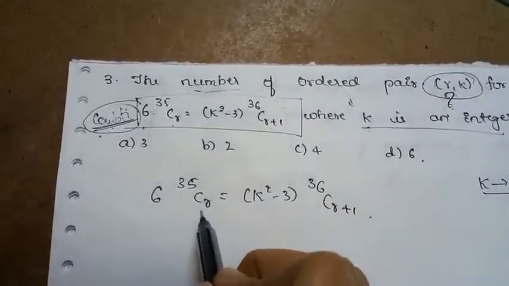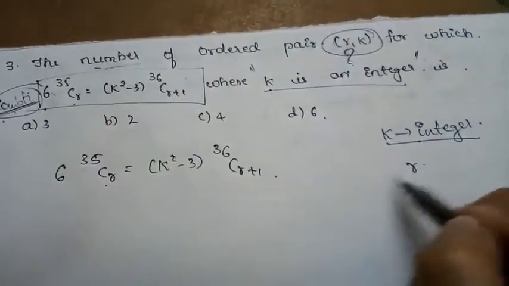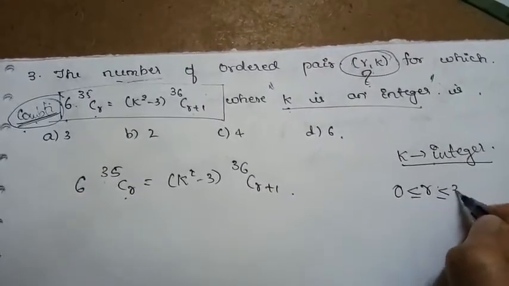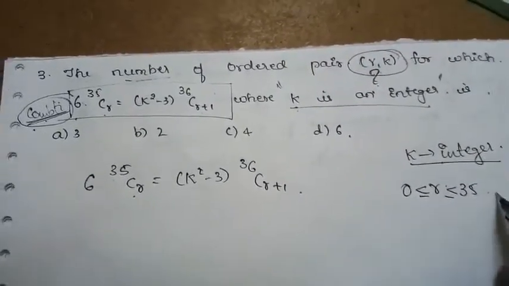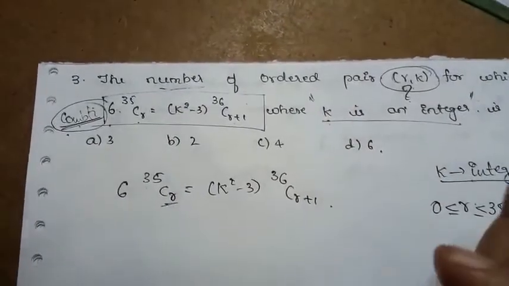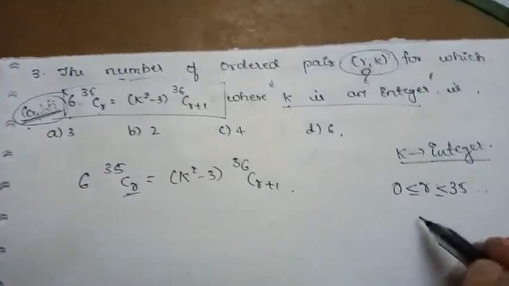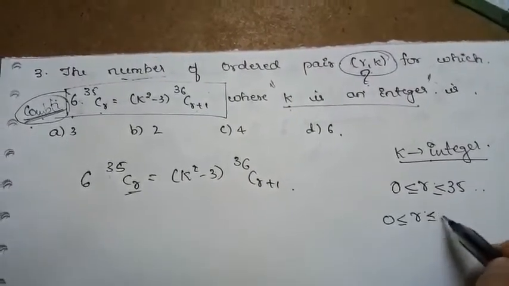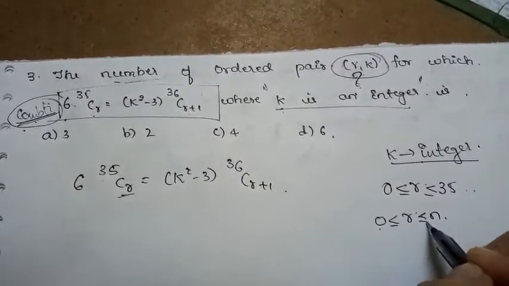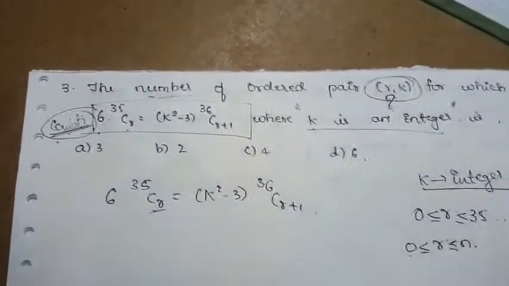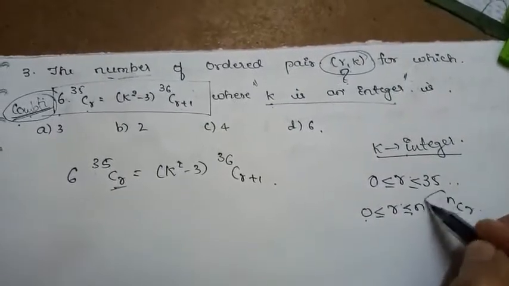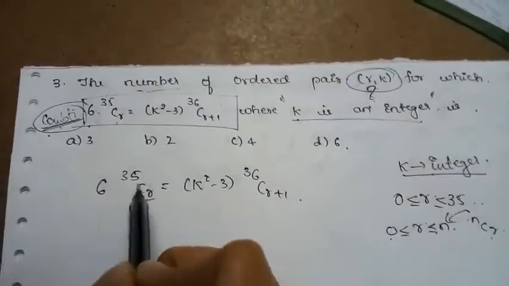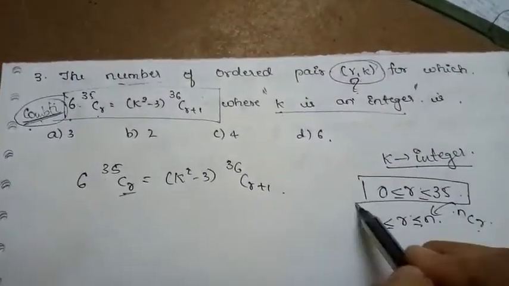So looking here, 35Cr and 36C(r+1), we can say that our r value should be greater than or equal to 0 and at most less than or equal to 35. More than 35, the value of r is not at all possible, because we know that in combination or permutation our value of r is greater than or equal to 0, less than or equal to n. Suppose we call nCr. We know this condition in the combination concept. It cannot be negative. So our value of r should lie in this range.